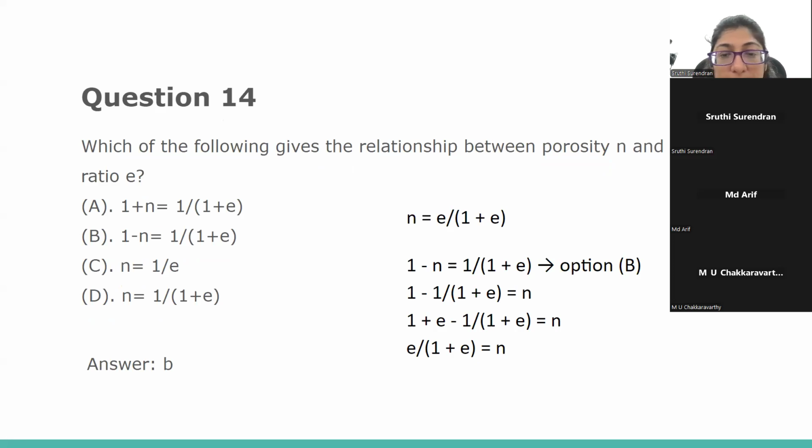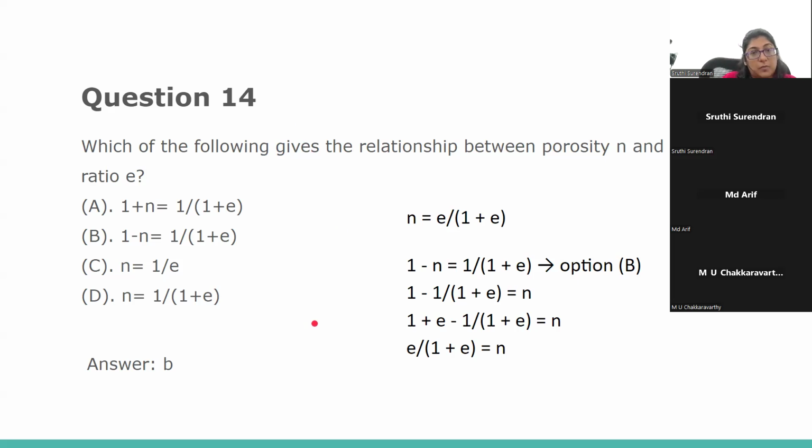So let's take option B. If 1 minus n is equal to 1 by 1 plus e, that means if you bring the RHS to the LHS, it becomes 1 minus 1 by 1 plus e is equal to n. Again, if you rearrange the terms, it is going to be e by 1 plus e, which is equal to n. So the correct answer would be option B, 1 minus n is equal to 1 by 1 plus e.